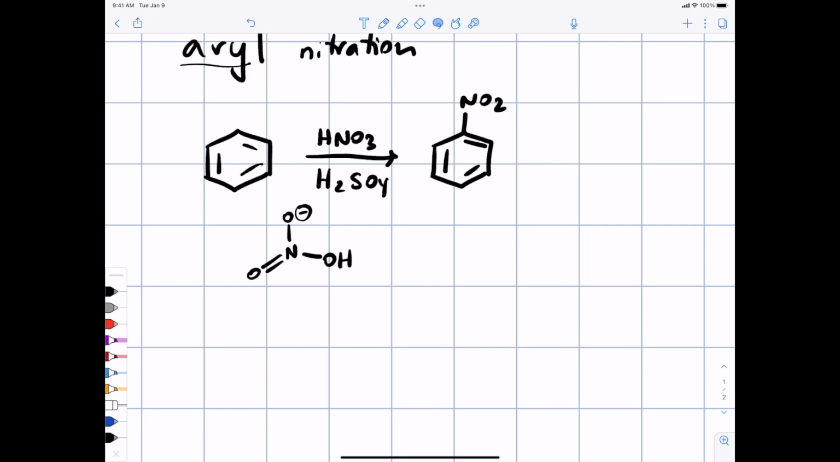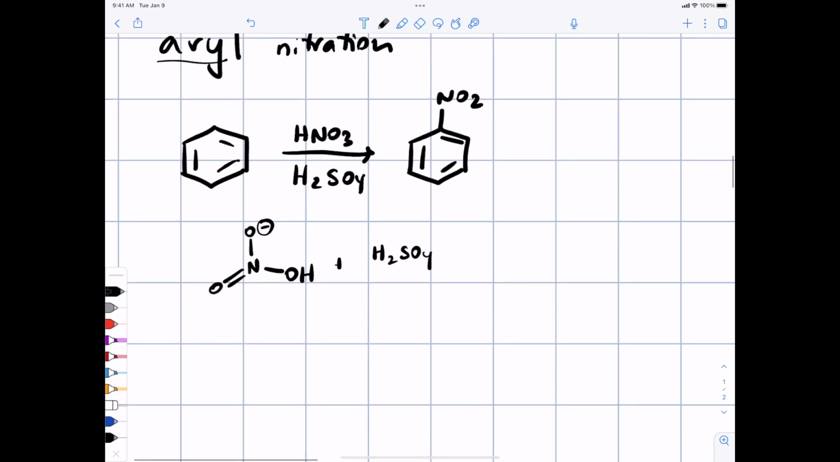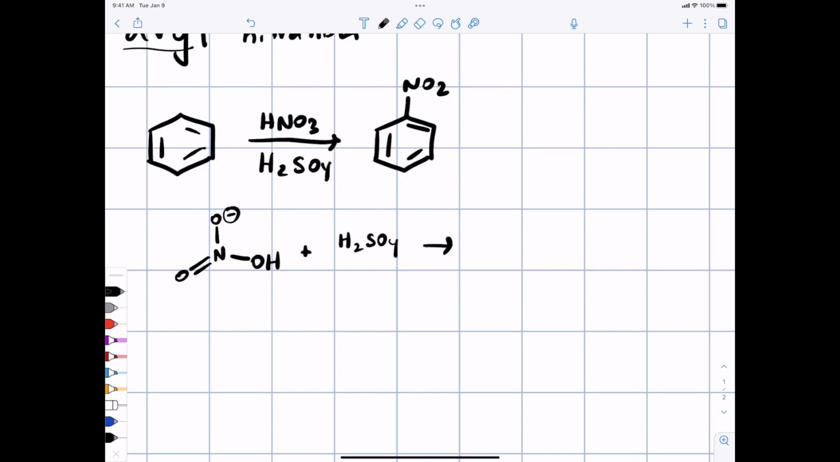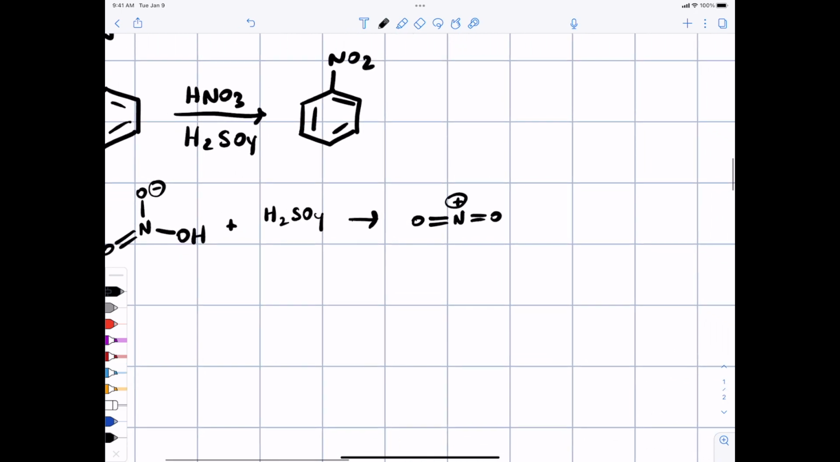I'll show you what the electrophile is, but I'm not going to show you how you take nitric acid and sulfuric acid and get this electrophile. We could do it, it just probably isn't worth the time. So when you add nitric acid to sulfuric acid, you can actually convert nitric acid into NO2 plus. And let's see.